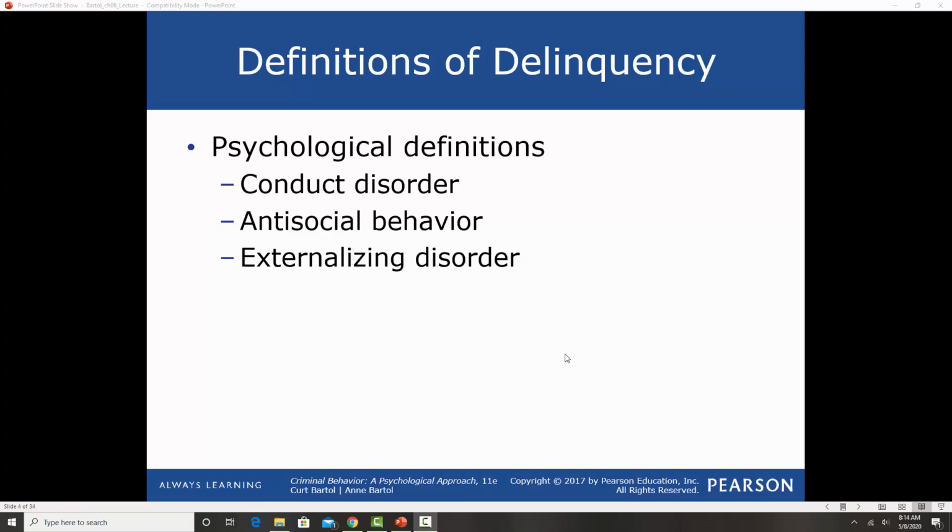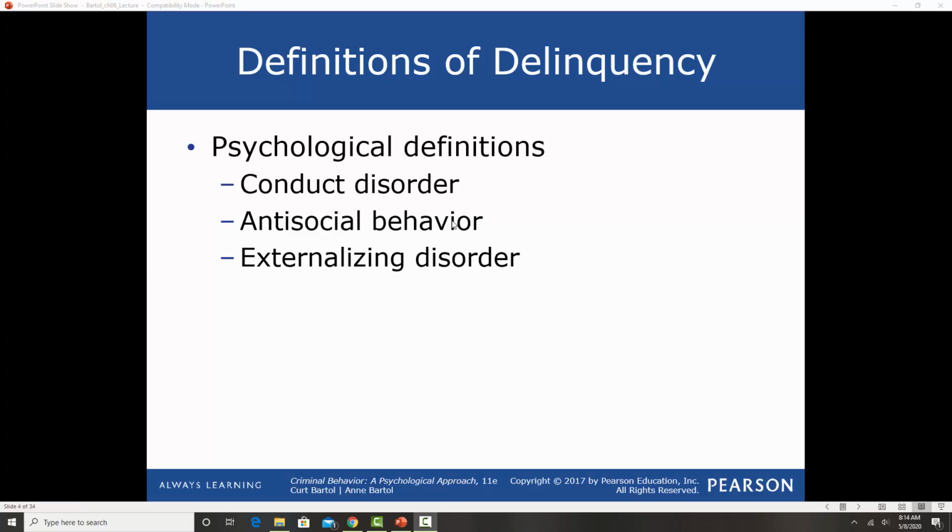Now, antisocial behaviors are usually reserved for more serious habitual violence towards people. It is not a diagnostic category. It would still be conduct disorder, but it's a type of behavior, usually involving a behavioral pattern involving violence towards people.